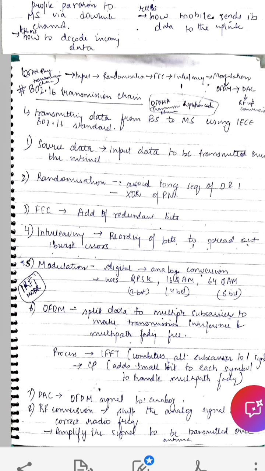Then we do the modulation, converting it to the analog signal using QPSK and QAM. Then OFDMA, which splits the data into multiple subcarriers, makes the transmission interference and multipath fading free. It consists of two concepts, that is inverse Fourier transform and cyclic prefix. Second is the DAC, digital to analog converter, and then RF up converter, where we shift the analog signal to the correct radio frequency and amplify the signal to be transmitted over the antenna.